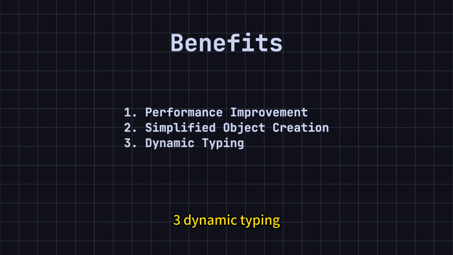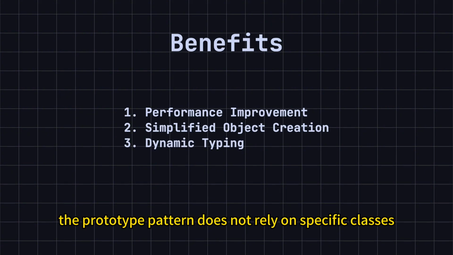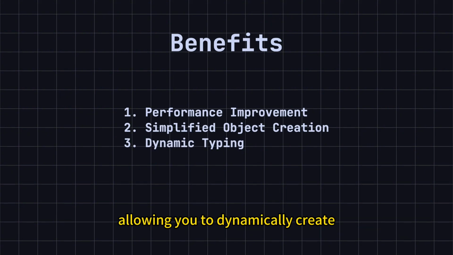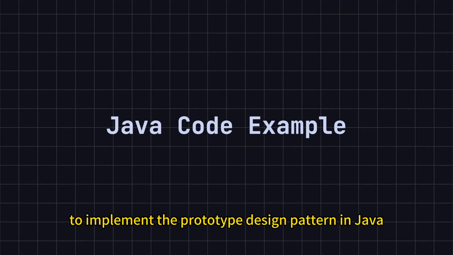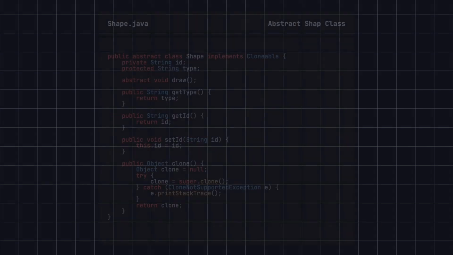3. Dynamic typing. The prototype pattern does not rely on specific classes, allowing you to dynamically create and configure new objects at runtime without modifying existing code. To better understand this pattern, let's use a simple shape class example to implement the prototype design pattern in Java.